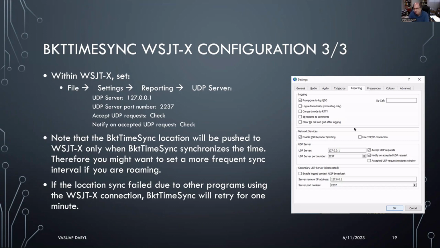Secondary port. Don't need it for what we're doing here. So it's unchecked for secondary reporting. Even though it shows some default information in there, it's not needed. You don't have to delete it, just make sure this is unchecked.